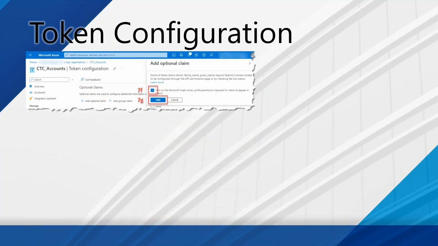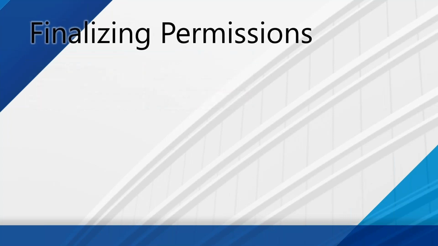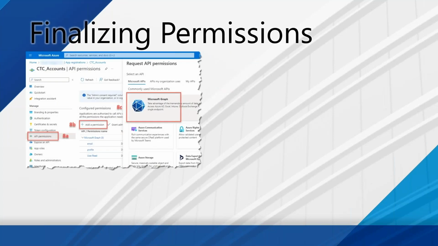Now, when you do this, there's also going to be the option to turn on Microsoft Graph, which is another portion of the Azure AD system. This is very specific to Azure, and we do want to add that. So you're going to check the box, click Add, and then once that's done, there's some final permissions that we're going to be setting here.